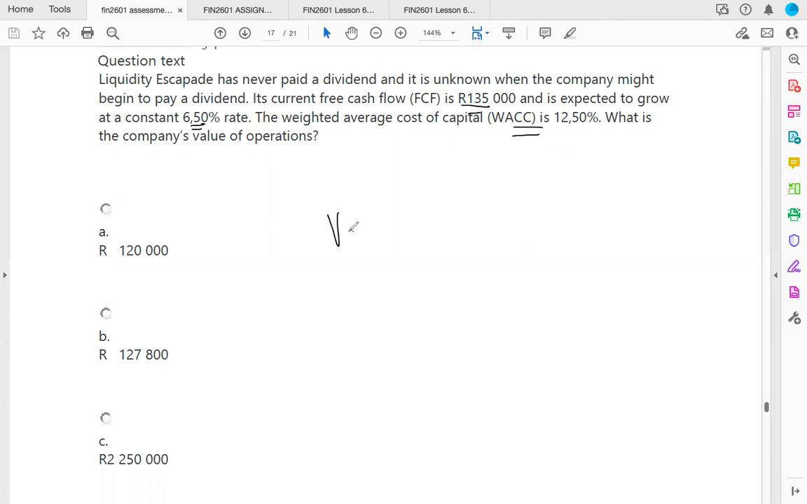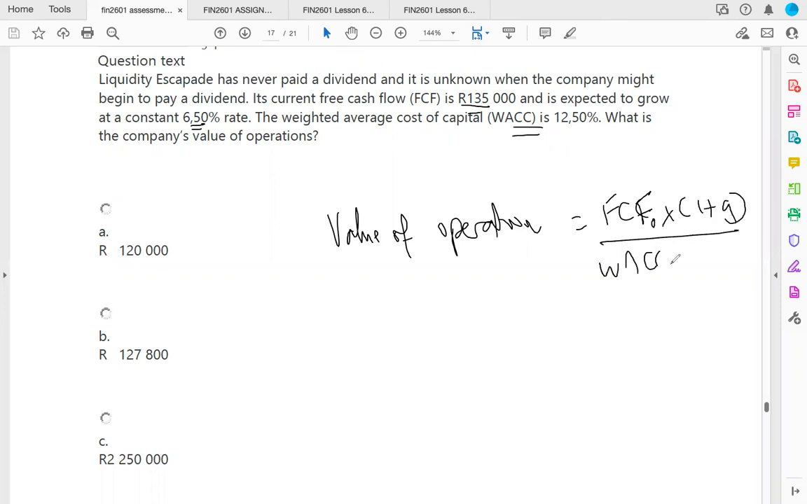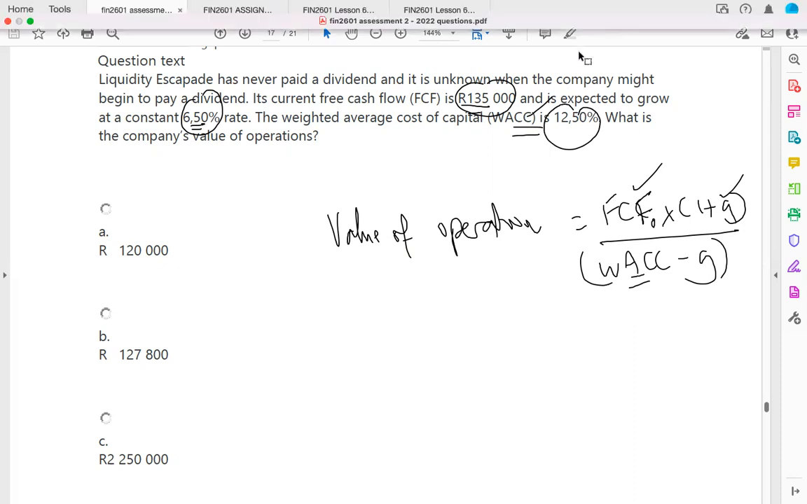And we simply use this formula that we talked about before. We simply take the current free cash flow to the firm, multiplied by 1 plus the growth rate, over the WACC minus the growth rate. And then we have 135 for the free cash flow, the growth we have, 6.5, the WACC we have, 12.5. And then we substitute in and we get our answer there.